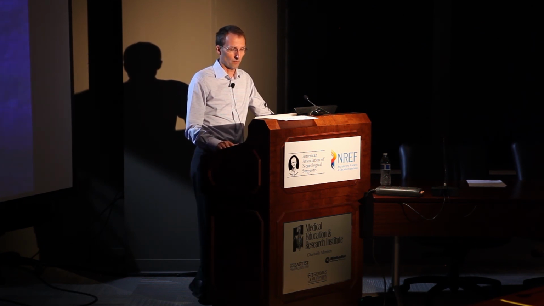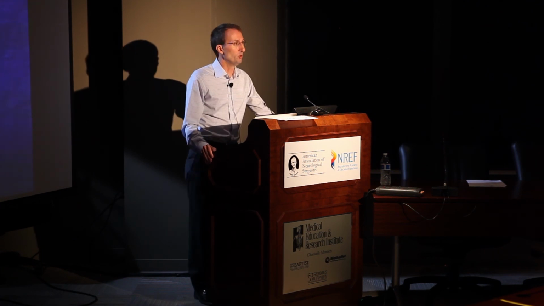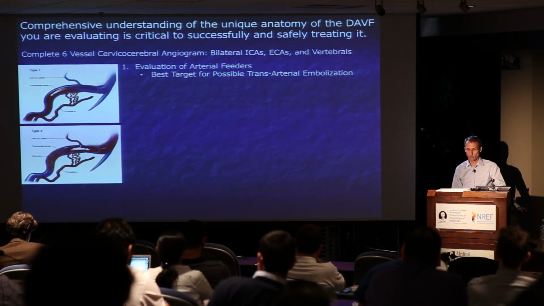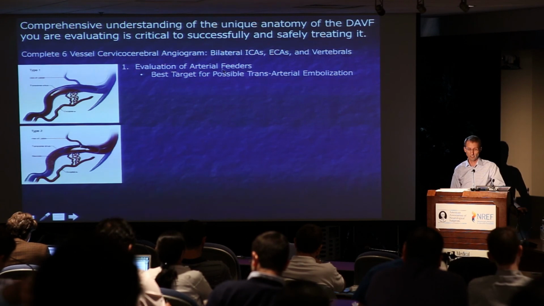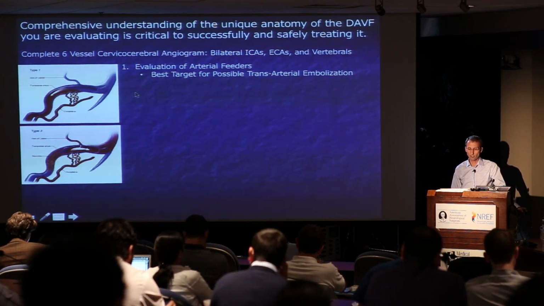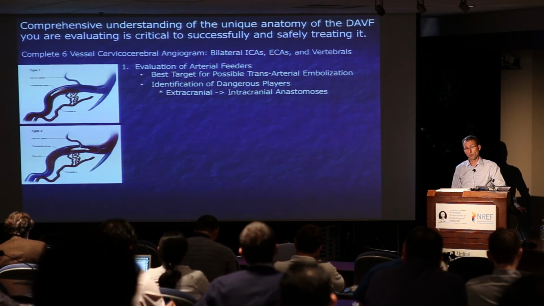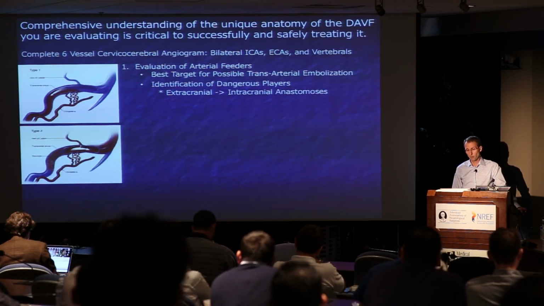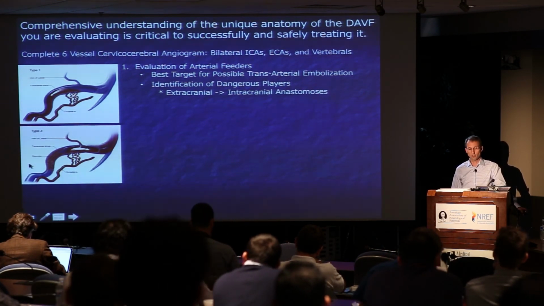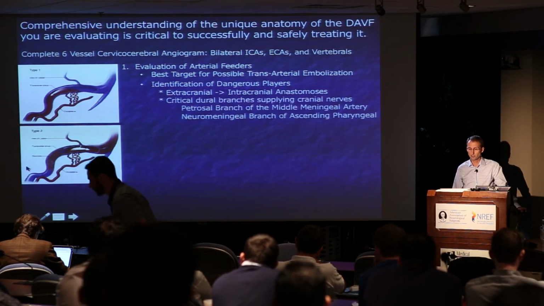So that's critical. What are the goals of doing the angiogram? Well, obviously you want to identify all the arterial feeders that you can to see what is the best target for possible embolization. We want to also identify the red flags. What are the potential dangerous players with external to intracranial anastomoses?